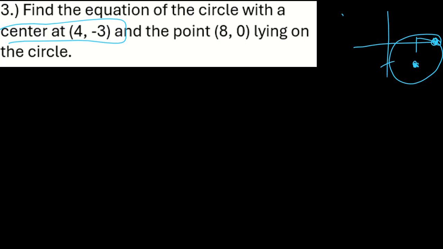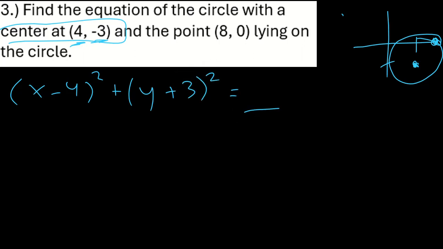So the good news is, just by knowing the center, you actually know the left-hand side of the equation. Remember, my x value is 4, and I want to write the number that would make 4 equal to 0. So I have (x - 4) squared plus, I know that y is -3, and the opposite of -3 is +3, squared, equals. And the only thing that's tricky, the only thing that we don't know, is our radius.